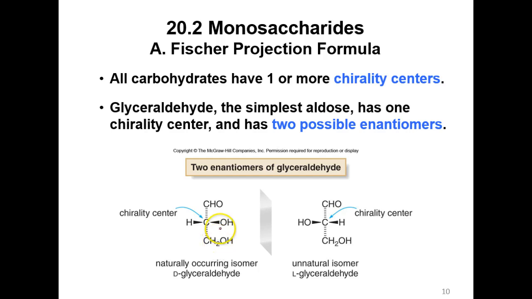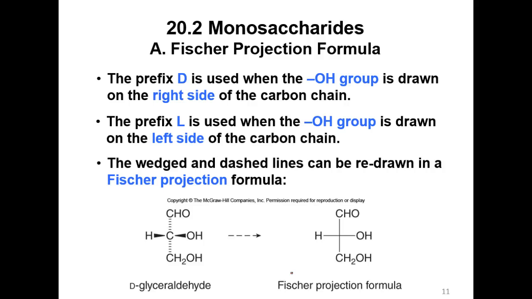This is kind of a bad example, but the OH is on the right side, so we call that the D-glyceraldehyde. If the OH is on the left side, we call it the L-aldehyde. I'm sorry, the L sugar. All right, this is exactly what the slide says. The D is for the right side and the L is for the left side.